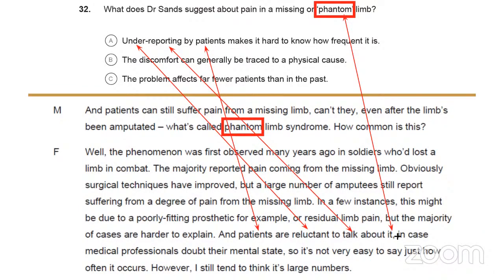This might be, but the majority of cases are harder to explain. Harder to explain. Hard to know. If we know only, then we can explain, right? If we don't know, how can we explain? They're hard. Harder to explain.